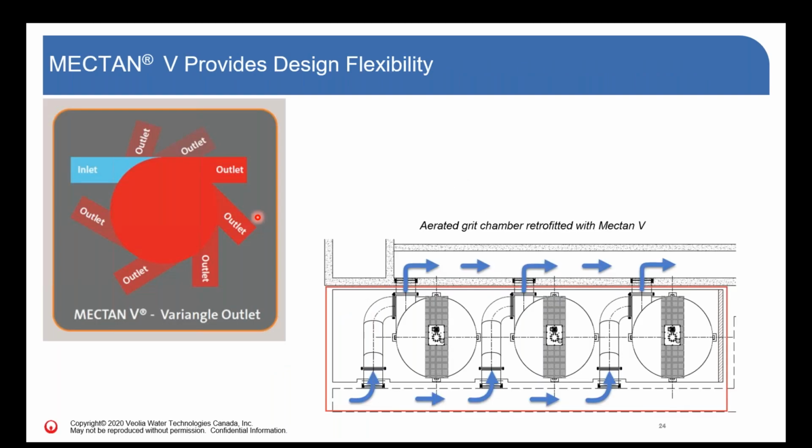The other thing that separator disc does for you is it gives you some hydraulic separation between the inlet and the outlet. And that allows you to put those two channels or pipes wherever you want around the chamber. 360 degrees of design flexibility in how you configure the inlet and the outlet. That flexibility can allow you to do some good things when it comes to retrofitting aerated grit channels, for example. Here you see a design with 3 mectans retrofitted into a grit channel. That's going to increase performance and capacity in that channel.